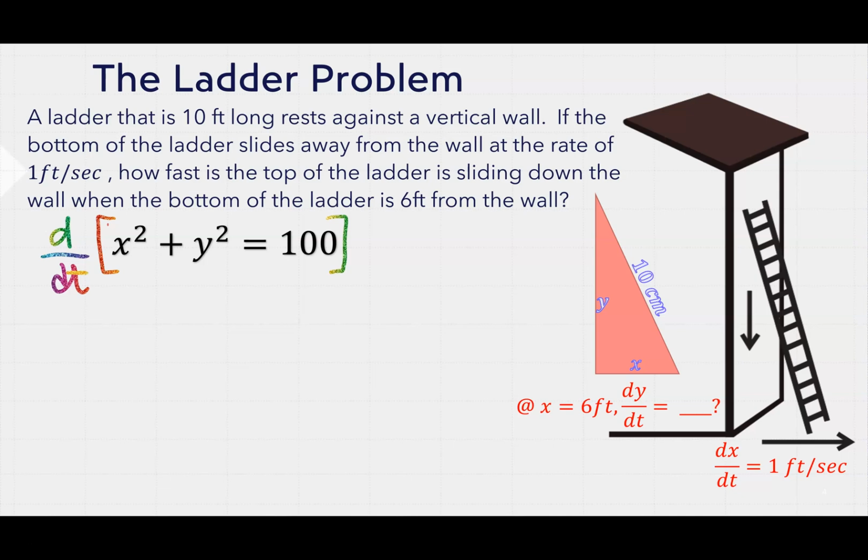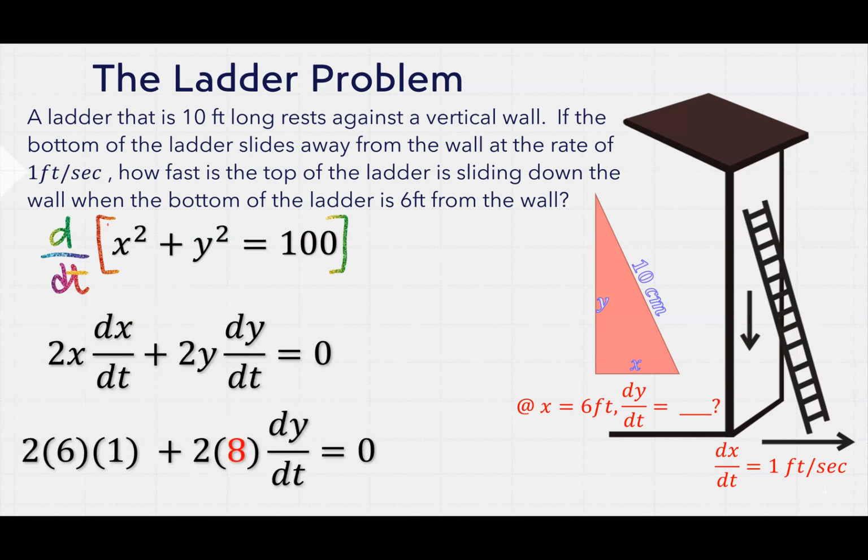Implicit differentiation applies, and we will have 2x dx/dt plus 2y dy/dt is equal to 0. The derivative of a constant is 0. Plug in the information that we know, where x is 6, dx/dt is 1. Okay, those are the information there. And y is 8. That red 8 right there is for you to ponder. Why 8? Where's the 8 coming from?